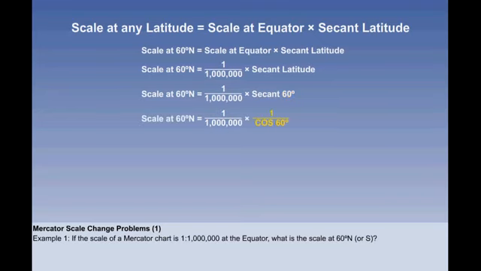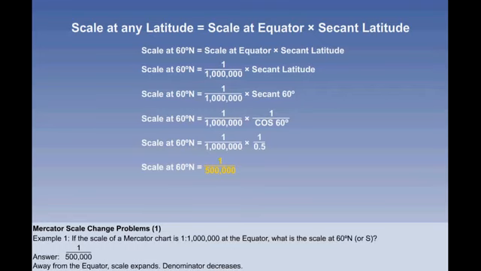However, that's not a very convenient form for us. Firstly, we don't have a secant function on our calculator. And secondly, representative fractions always have 1 as the numerator. So instead, write it as 1 over cos. Your calculator will tell you that the cosine of 60 degrees is a half. So we've solved it. The scale at 60 north will be 1 to 500,000.